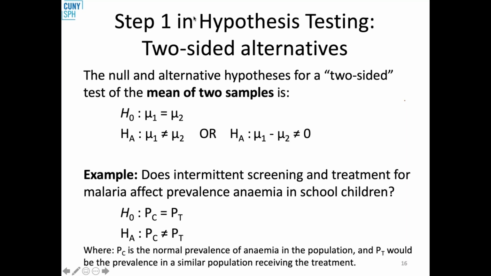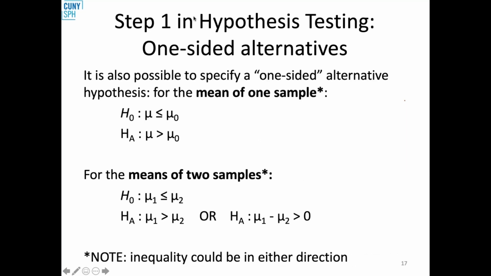Okay, so we can also do that with proportions. The proportion of one group being equal to the proportion of the other group is our null hypothesis: no difference in the prevalence in this case. Proportion represents prevalence. And our alternative hypothesis is that there is a difference in the prevalence of anemia in school children.